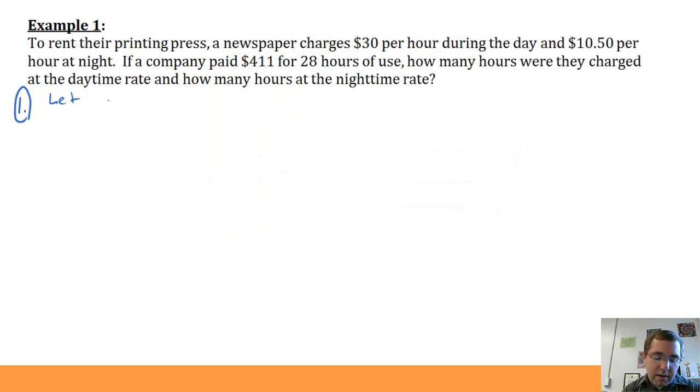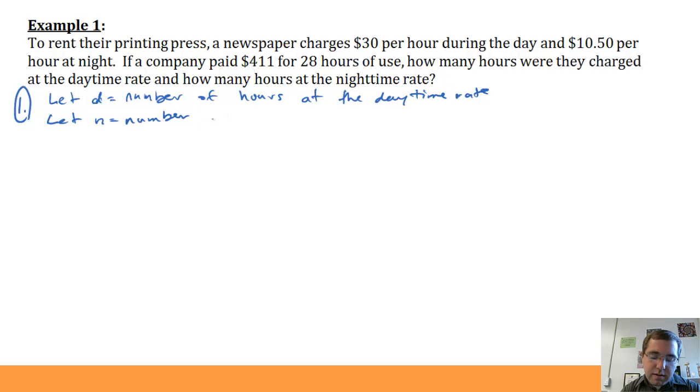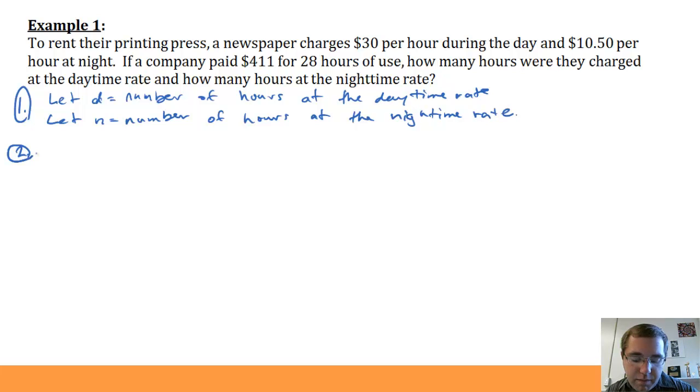So let's say that D equal the number of hours at the daytime rate and let N be the number of hours at the nighttime rate. Okay, now what do we know about D and N?